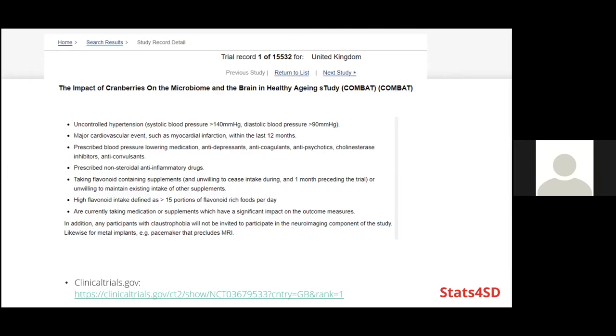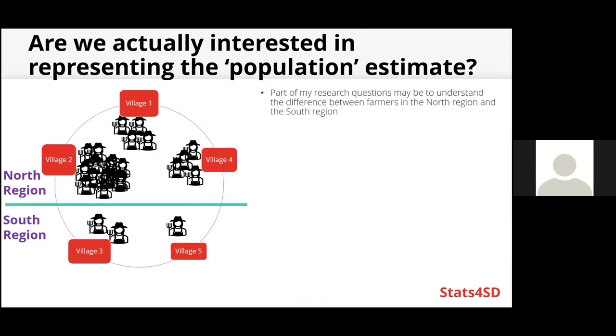And we also have to think as well about whether our population is the thing that we're interested in. Are we really interested only or mostly in the overall population, or are we interested in comparing different groups within that population? So for example, if my main research question is less about understanding the overall farmers in Niger, but I really want to understand the difference between the north and the south region of Niger. And it just so happens in my little diagram, villages 1, 2, and 4, these are in the north region, and villages 3 and 5 here are in the south region.